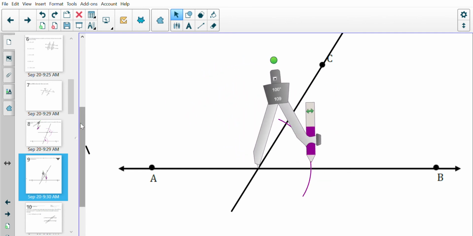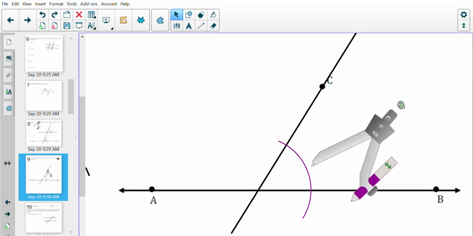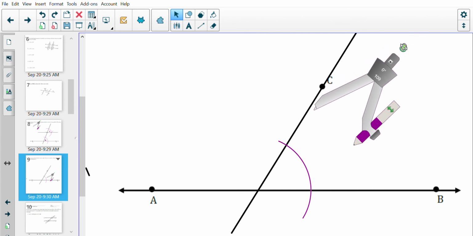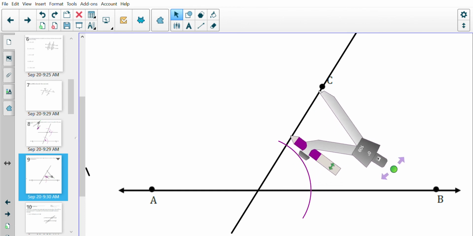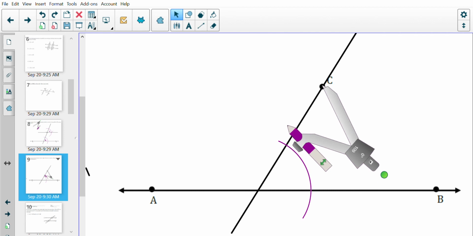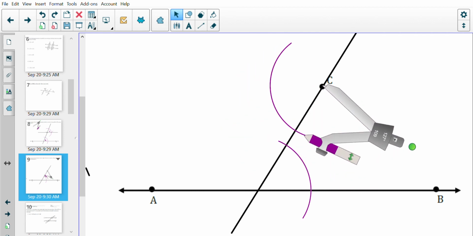So before we put it on the same side of the line, but this time we want to put it on the opposite side. So here, if I were to look at my two lines, I put it on the top right section. So this means my mark has to be on the bottom left.